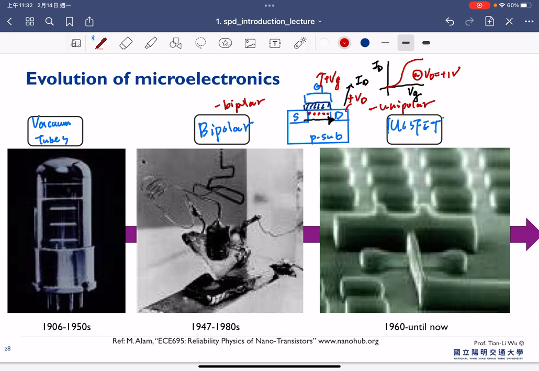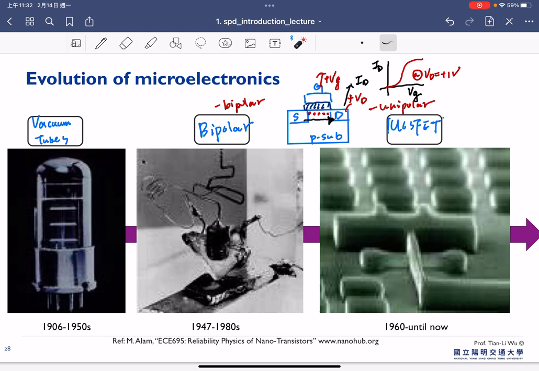But if you can understand what I'm saying, that the electron moves to the drain side and becomes our drain current, then the MOSFET will not be a problem for you, because that's already the essential physics, the essential fundamentals of the MOSFET.